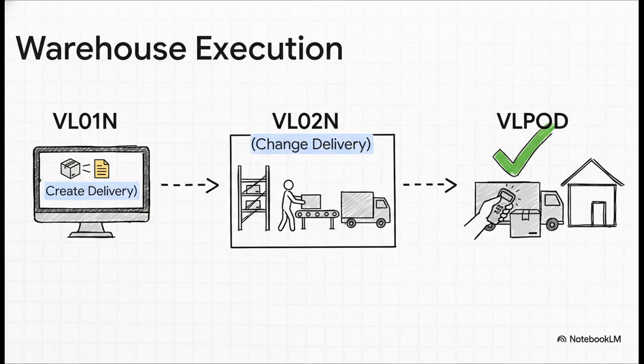Okay, this is where the digital world meets the real world, the warehouse floor. VL01N is the command that basically tells the planning system, hey, get ready, a delivery is coming. Then VL02N is the action hub. It's what the folks in the warehouse use to guide the actual picking, packing, and getting the goods out the door. And finally, you have VLPOD. Think of it as the digital handshake at the end, confirming, yep, the package made it.